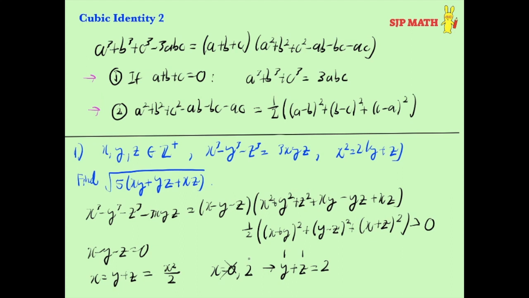So we get that x is equal to 2, y is equal to 1, and z is equal to 1. Well, that's pretty neat. It looks so complicated at first, and we've already found the values of x, y, and z. So we can just plug them in here. We get x times y is 2, plus 1, plus 2 times 1, which is 2. And that is equal to 5, so the square root of 5 times 5 will be 5. So yeah, that's our answer.